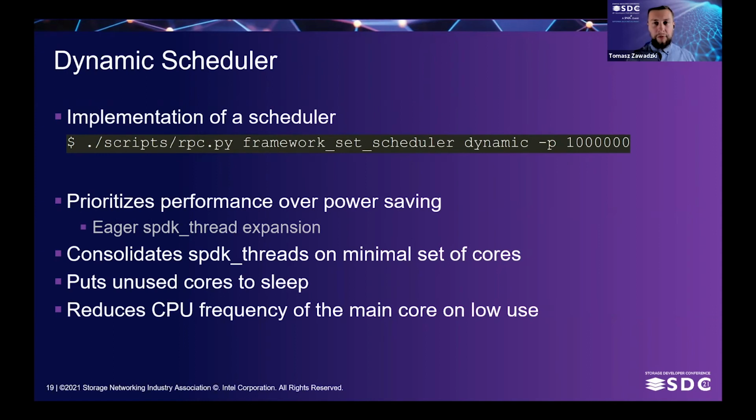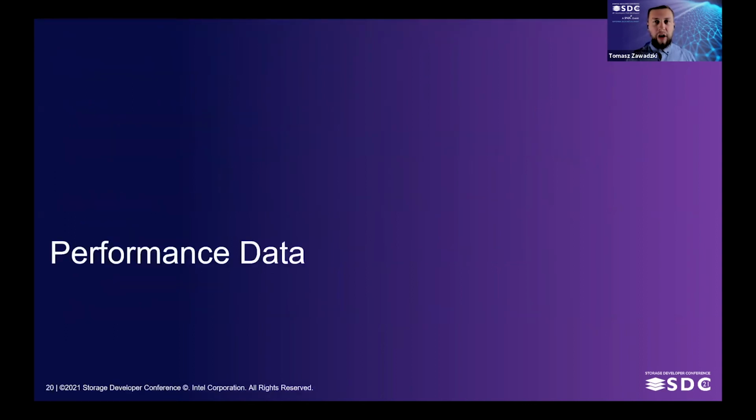Any core after such move that is left with no SPDK threads is put to sleep to save the power. Finally, the CPU frequency of the main core when its utilization is low is reduced. And the main core is the last remaining core whenever all others are put to sleep. With that said, now let's go over some of the performance and importantly, CPU utilization data for select cases, comparing dynamic scheduler and static thread assignment.